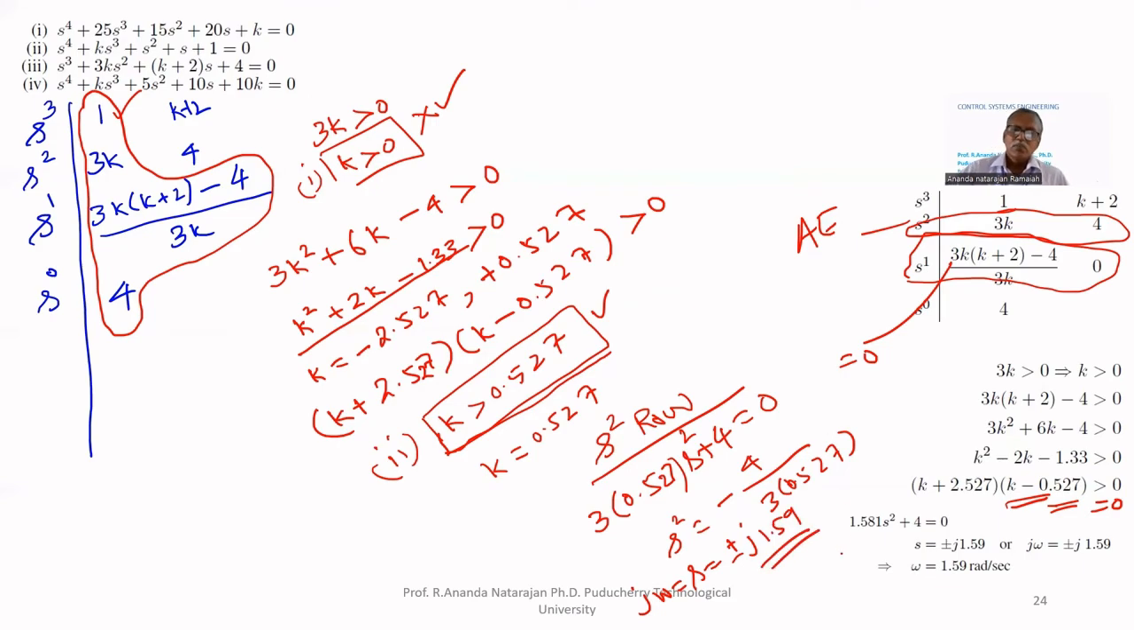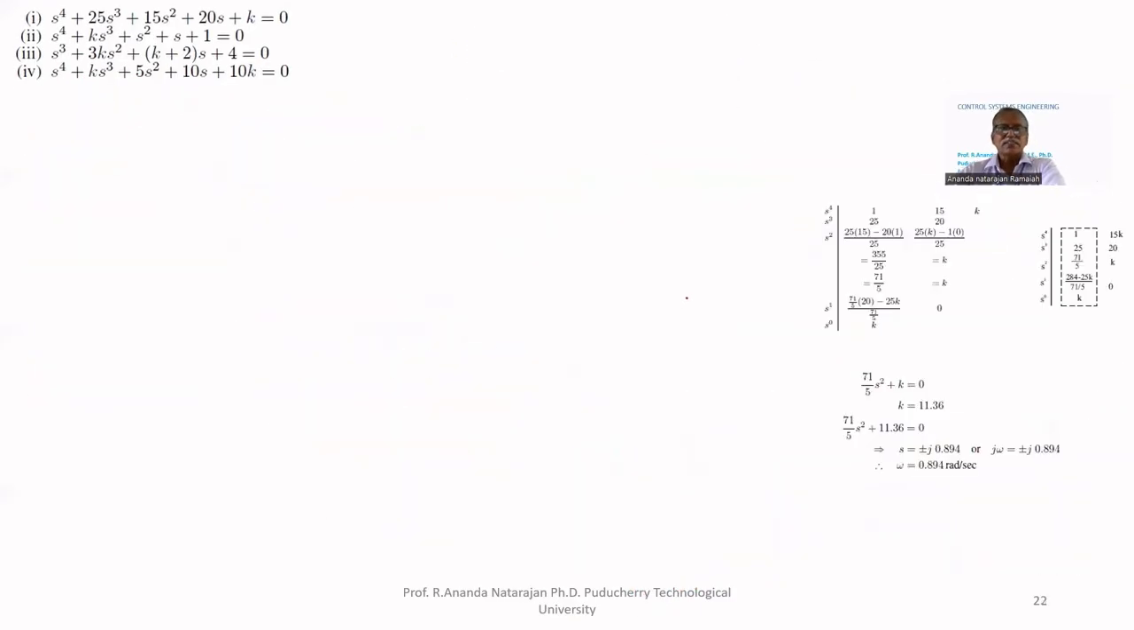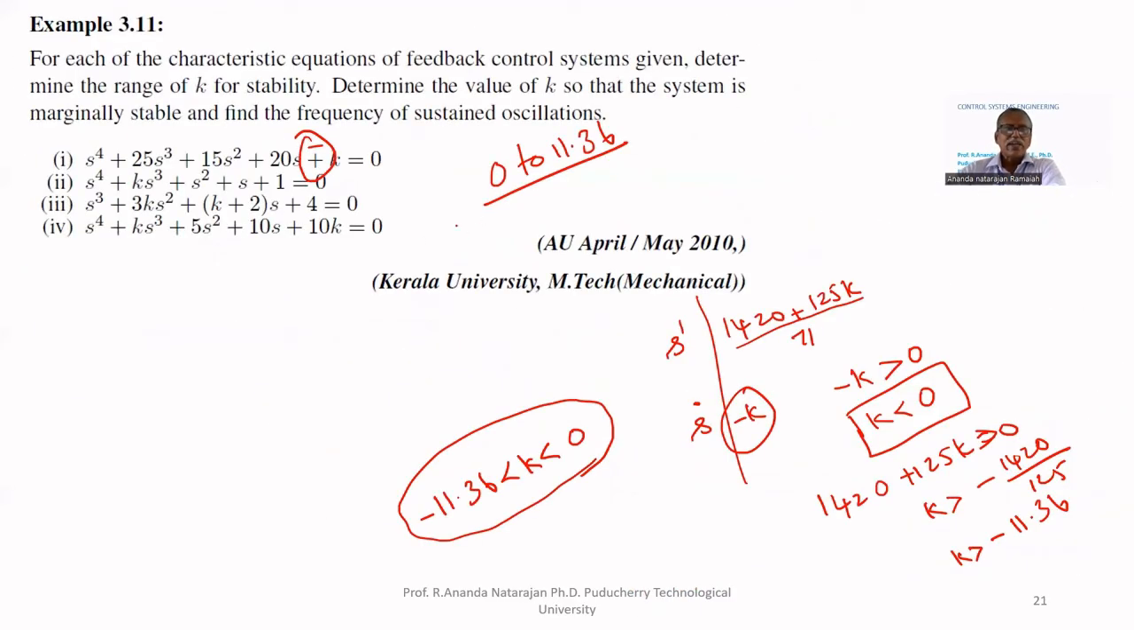So these are the poles on the j-omega axis. This is the S plane. This is sigma. This is j omega. Omega means frequency. Frequency is 1.59. Therefore, the frequency of oscillation is what the question asks: determine the value of K so that the system is marginally stable and find the frequency of oscillation.